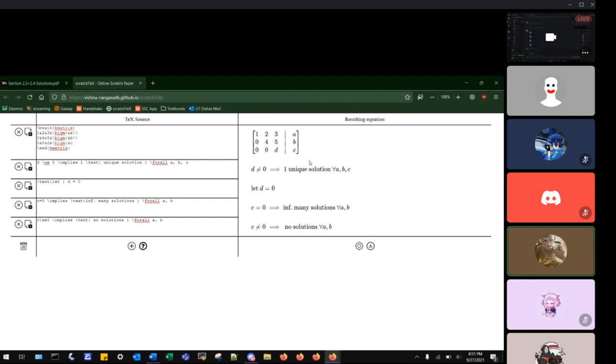Wait, so let's say d is 5. Is there any value of c where there's no solution or infinitely many solutions? No, because d is in the pivot spot, and the pivot spot is not equal to 0. But let's say d equals 5. I guess, but wouldn't there be infinitely many solutions? Because if d equals 5 and c equals 0, wait, no. You get 5z equals 0, so z equals 0. Does that make sense? Yeah. Okay.